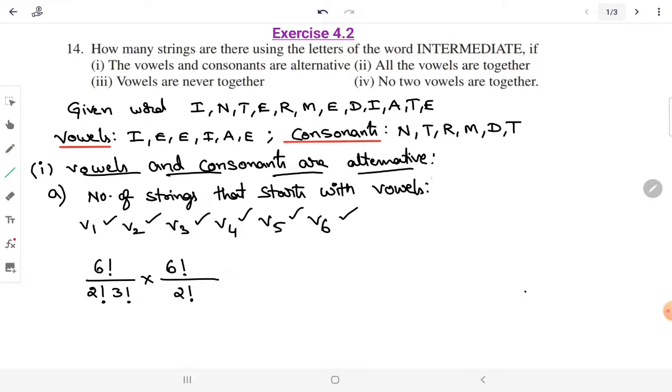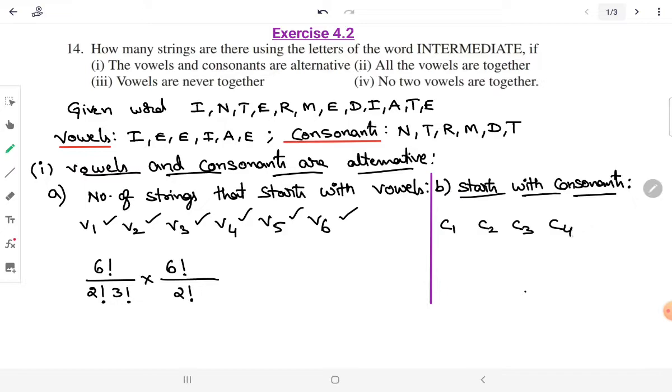Now let's see the second case. What is the second case now? The same way, suppose you take the second case as B. Now let us consider the number of strings that start with consonants. So now here, consonants means totally 6 consonants we have. So let us take 6 consonants: C1, C2, C3, C4, C5, C6.